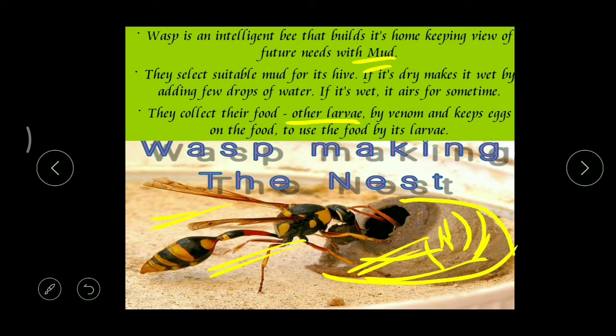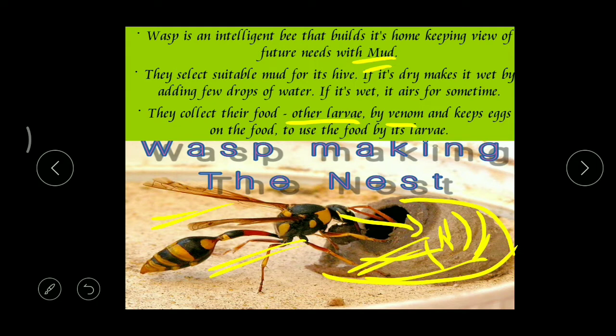insects. So how does it capture its food, the larvae? It has some poison. So venom. What is meant by venom? Poison. So first it injects its poison into the other larvae so that those larvae get killed. Now these dead larvae are brought into this nest. Okay, and then over the food, what is the food here? There is a larvae. Over the food, it lays its eggs.